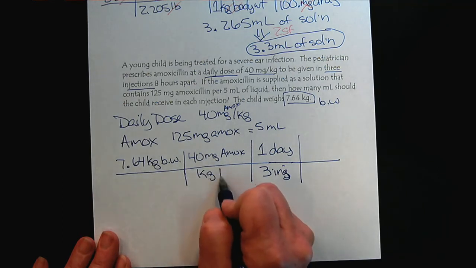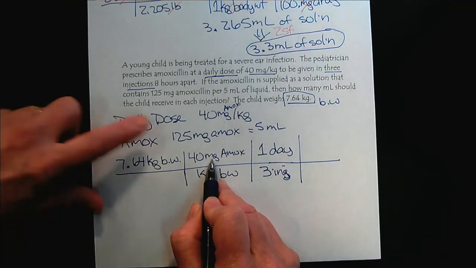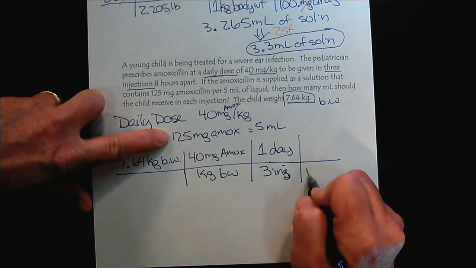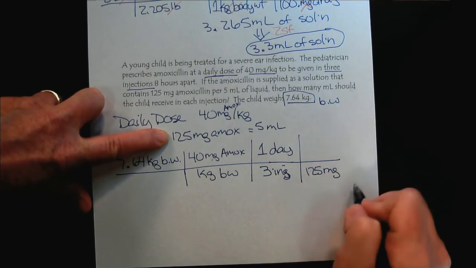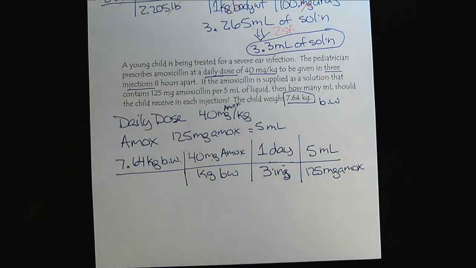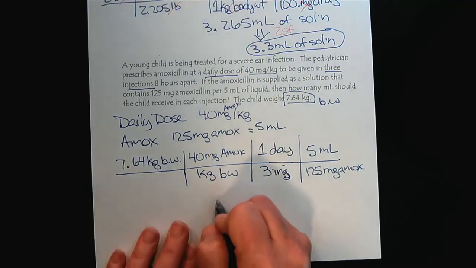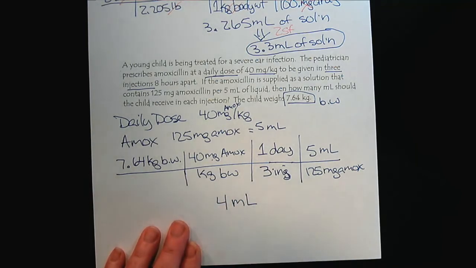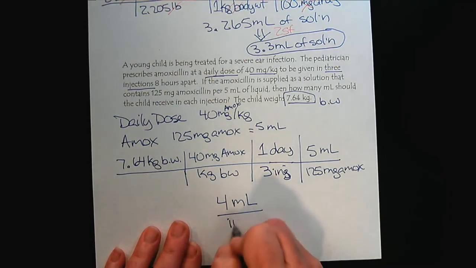So this was the body weight and the amoxicillin. And so then what do we know about the amoxicillin? We know there's 125 milligrams of amoxicillin in 5 milliliters. So we have everything we need. 7.64. Okay, so it would be 4 milliliters per injection.